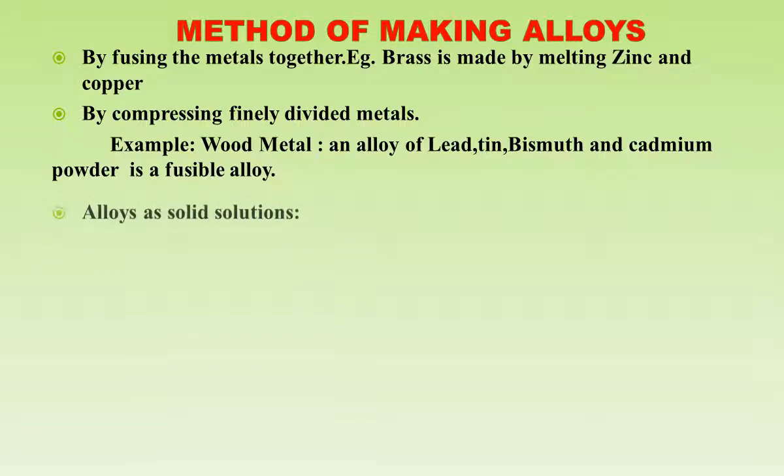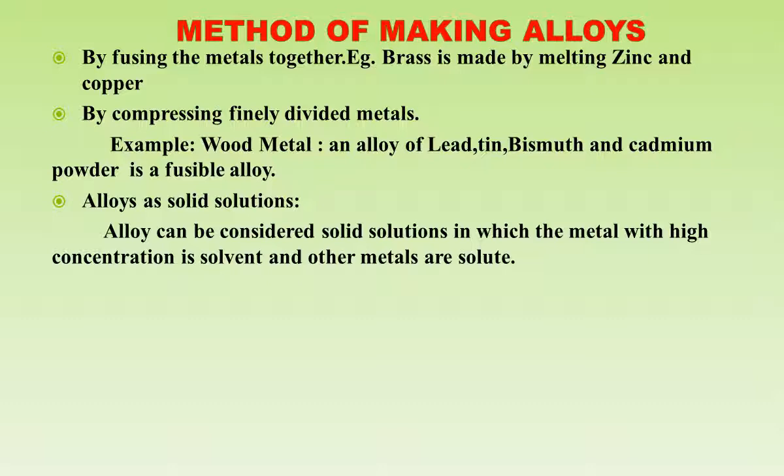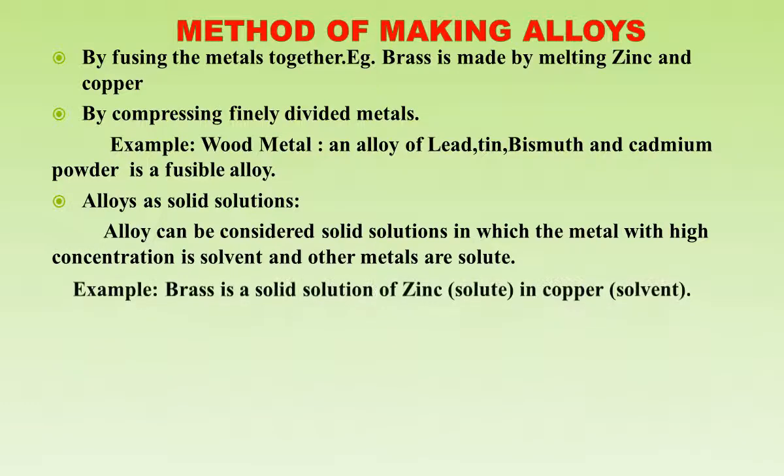And the alloy as a solid solution. An alloy can be considered a solid solution in which the metal with a high concentration is the solvent and the other metals are solute. So the highly concentrated metal is the solvent, and the other metals are the solute. Solvent is what dissolves; solute is the substance that is dissolved in that solvent. For example, brass is a solid solution of zinc in copper. So zinc is the solute, copper is the solvent. Copper is in high concentration, and zinc is taken as the solute.